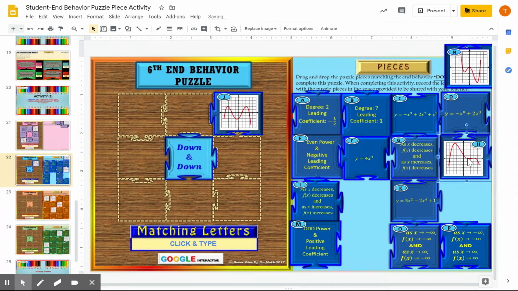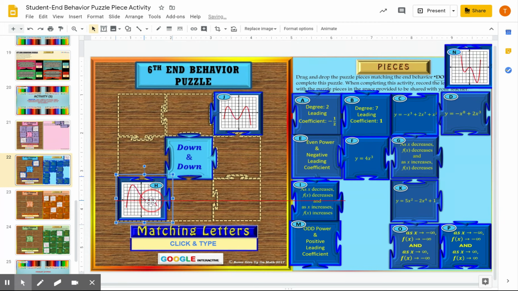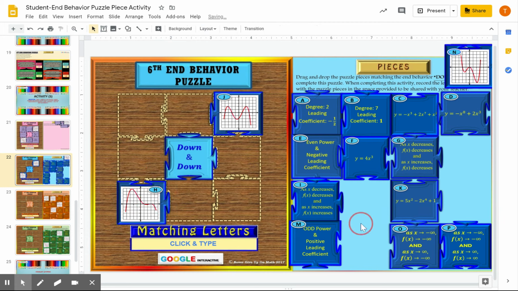And H, move H over here. This is another corner piece. So I'm going to put H right there. All right. Now I'm going to start looking at these ones. I think these ones are easy because you can tell if the degree is even or odd immediately and start eliminating some. So let's just start with the degrees.